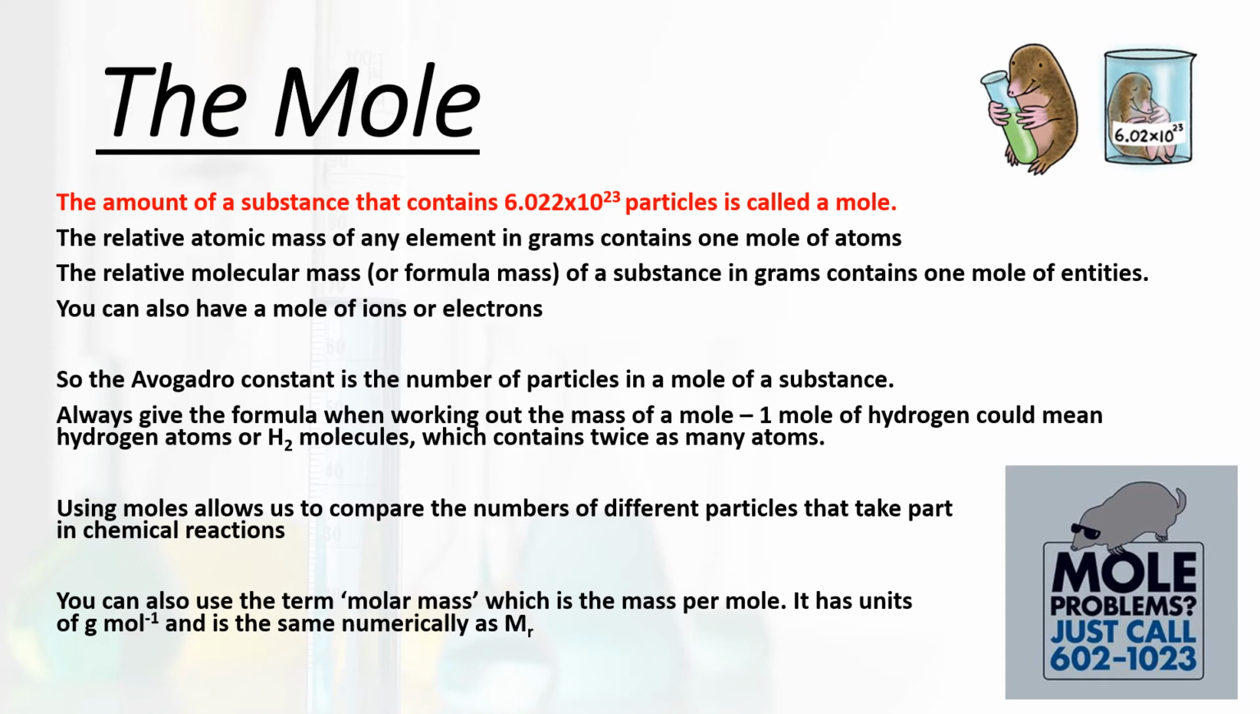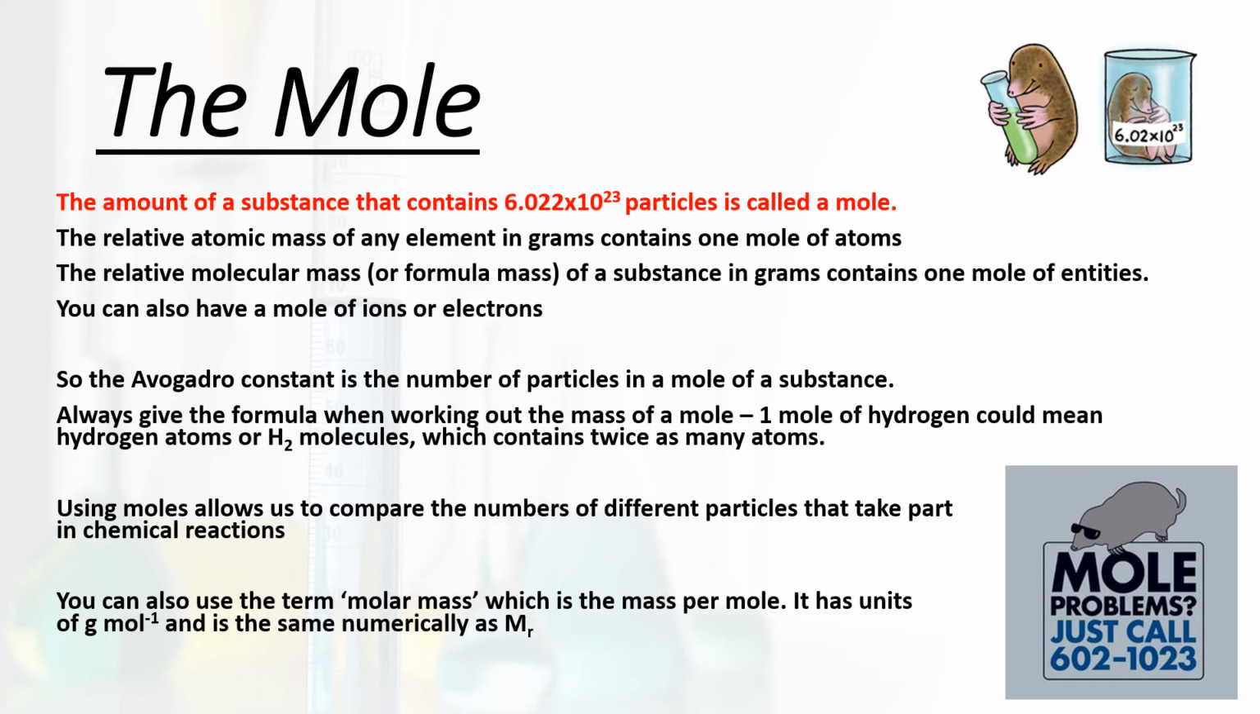And so the Avogadro constant is the number of particles in a mole of a substance. It's really important to know whether we're dealing with atoms or molecules, so it's really important to give the formula for what you're dealing with. 1 mole of hydrogen could mean we have 1 mole of hydrogen atoms, simply H, or 1 mole of hydrogen molecules, H2. Of course, H2 would contain twice as many atoms as just H. And the reason why we have to use moles is because it allows us to compare the numbers of different particles that take part in chemical reactions.